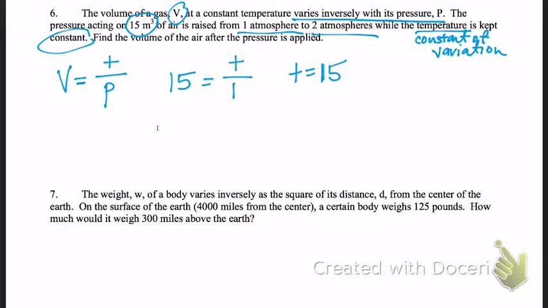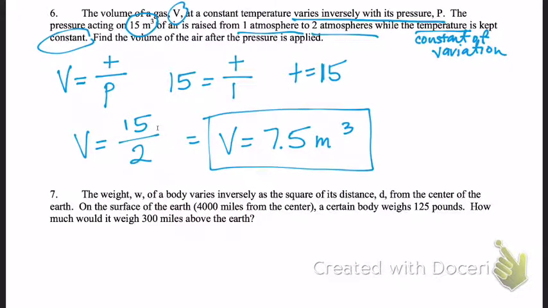So now I want to solve for volume whenever the pressure is 2 atmospheres. So V equals 15 over pressure is 2. 15 over 2 as a decimal is what? 7.5, and then it would be meters cubed.